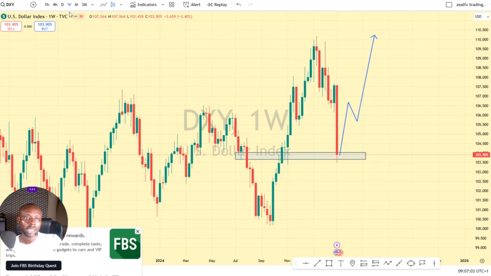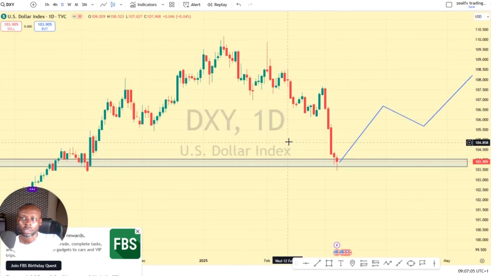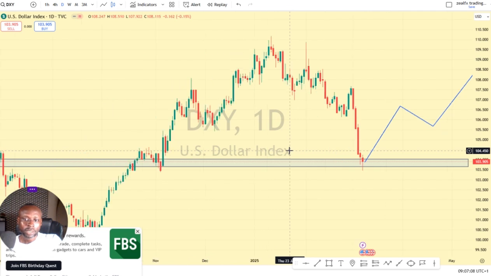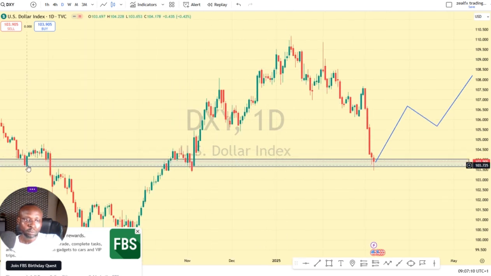So let's look at the daily chart of the dollar index. On my daily chart, you can also see that this particular level is a very strong level. We also have a support level. So long as price fails to break this daily support level, that means we expect a resumption of price for the dollar index back to the top this coming week.